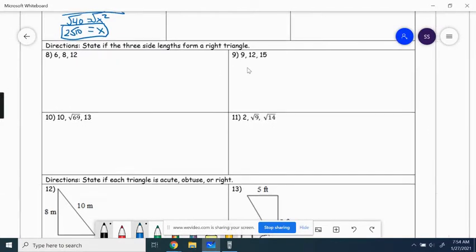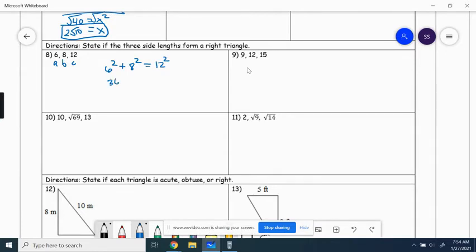State if the 3 lengths form a right triangle. So basically, we're just making sure that the 2 smaller lengths add up to the square of the longest side. So this is going to be A, B, and C. So we're going to do 6 squared plus 8 squared is equal to 12 squared. And if these don't equal each other, it's not going to work out.